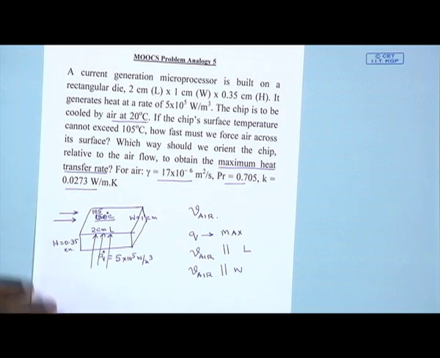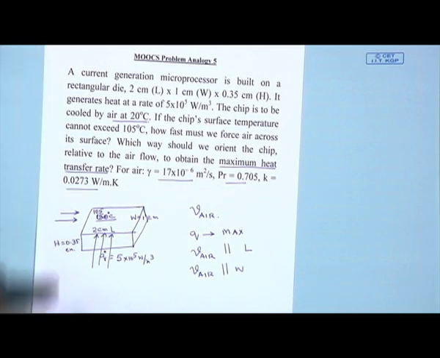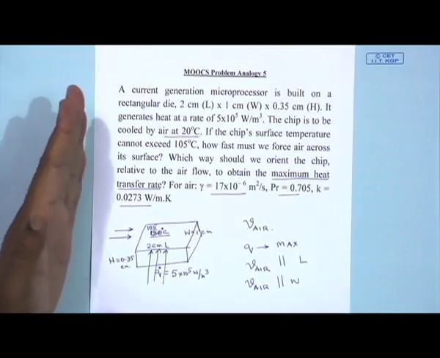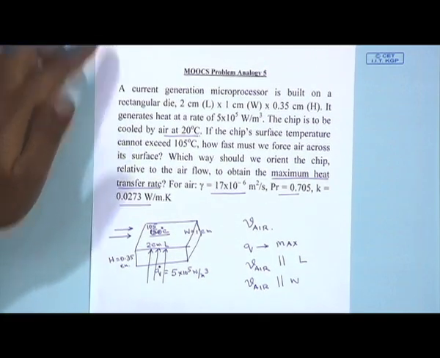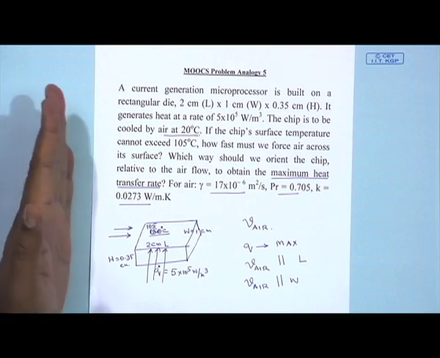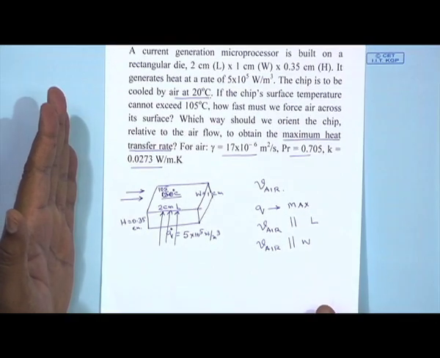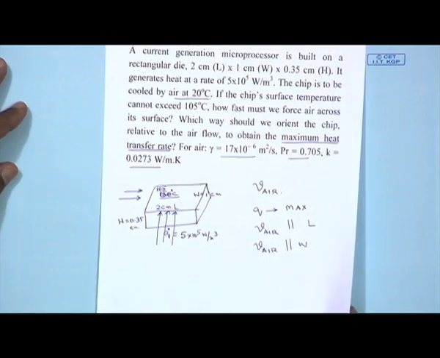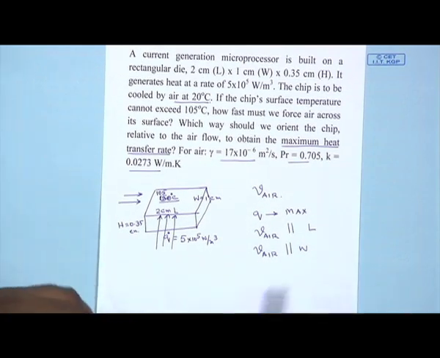Let's say this is my L and this is my W. If the velocity is in this direction, should I keep the chip like this or like this in order to have the maximum transfer of heat? So this decision is what we need to make.